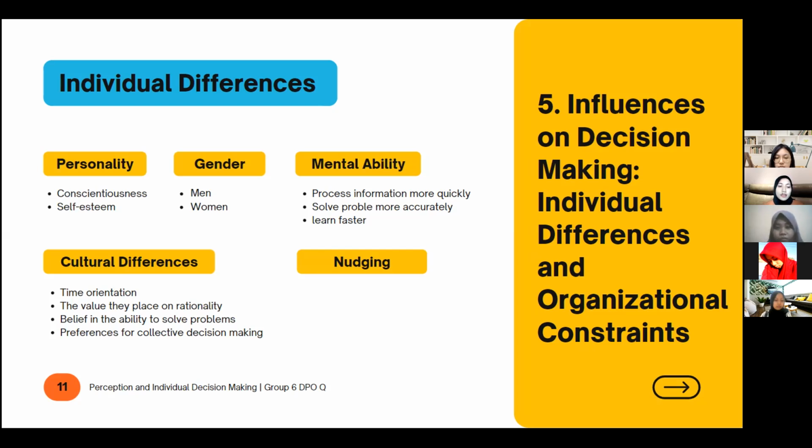And second is gender. Who makes better decisions? It depends on the situation. When the situation isn't stressful, decision making by men and women is about equal in quality. But in stressful situations, it appears that men become more egocentric and make more risky decisions, while women become more empathetic and their decision making improves.